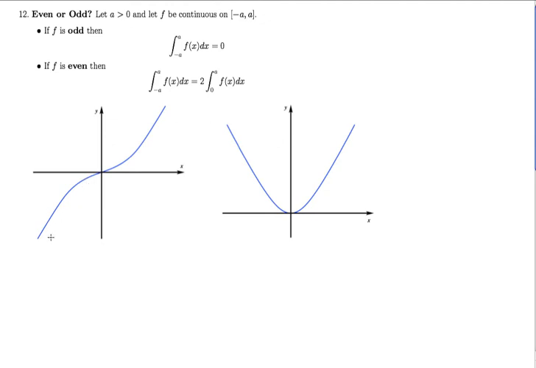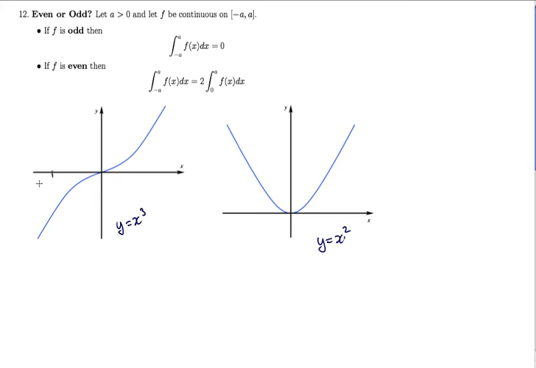So here are two typical, or maybe classical, examples of odd and even functions. In this case, this is y equals x cubed, and in this case, this would be like the function y equals x squared. So the statement here: if f is odd, then the integral over a symmetric interval about the origin has to be 0. Why would that be the case?